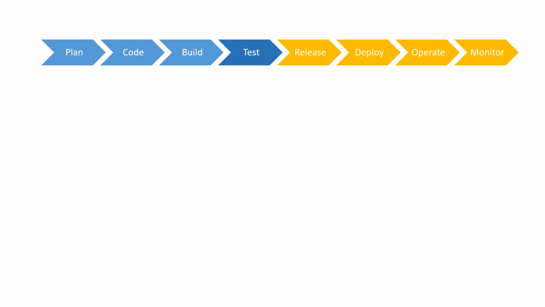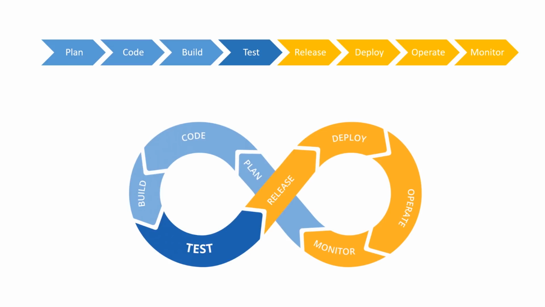Here's a depiction of the full CI/CD pipeline, and it's taking you all the way through from planning what you're going to build all the way through to monitoring it when it's released into production. You may also see it depicted as an infinite loop. If you're getting into DevOps, that's often a diagram that you will see thrown around quite a lot.